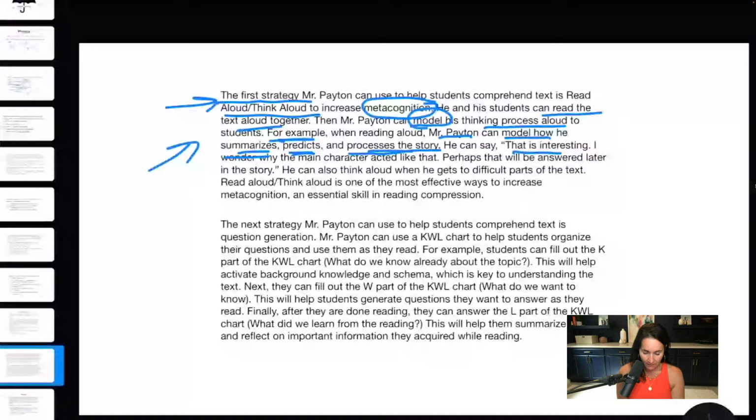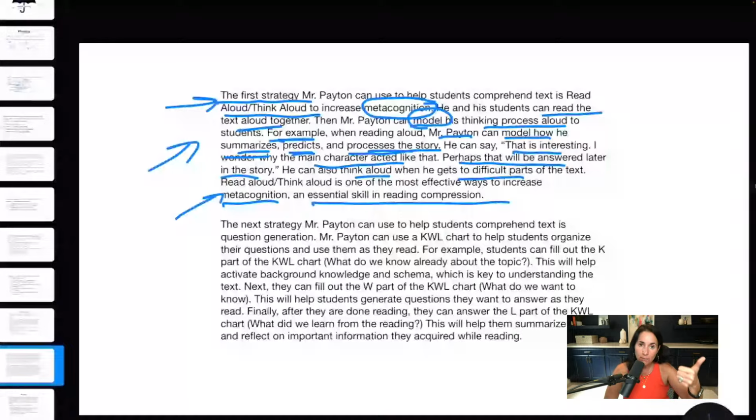I wonder why the main character acted like that. Perhaps that will be answered later in the story. So I got specific on what he would say. He can also use think aloud. He can also think aloud when he gets to difficult parts of the text. And here comes the rationale. Read aloud, think aloud is one of the most effective ways to increase metacognition, an essential skill in comprehension.